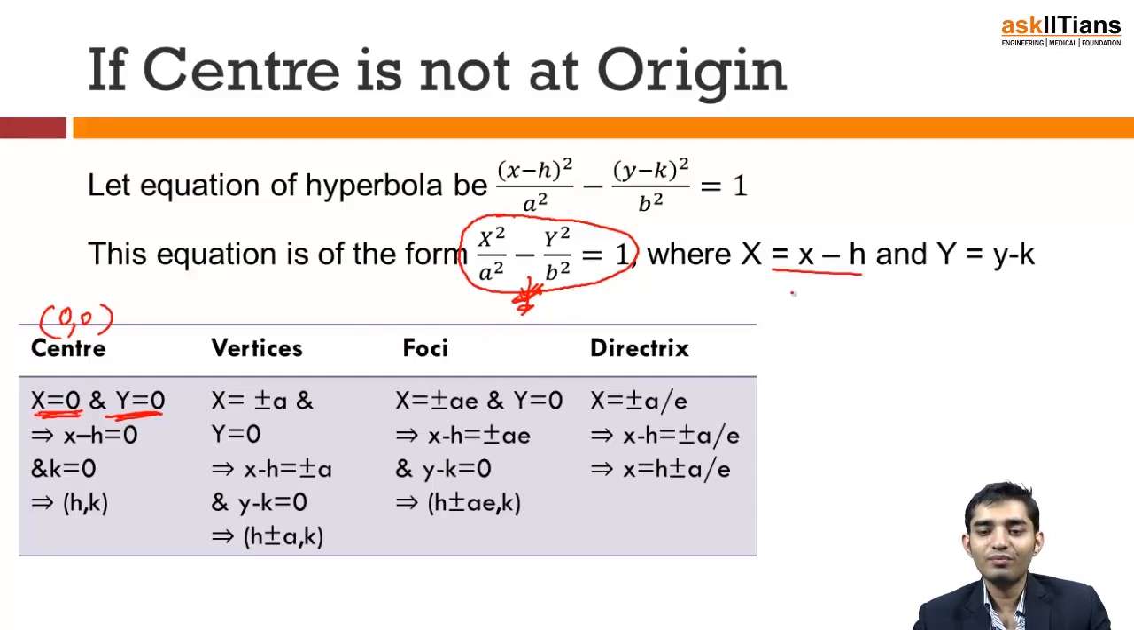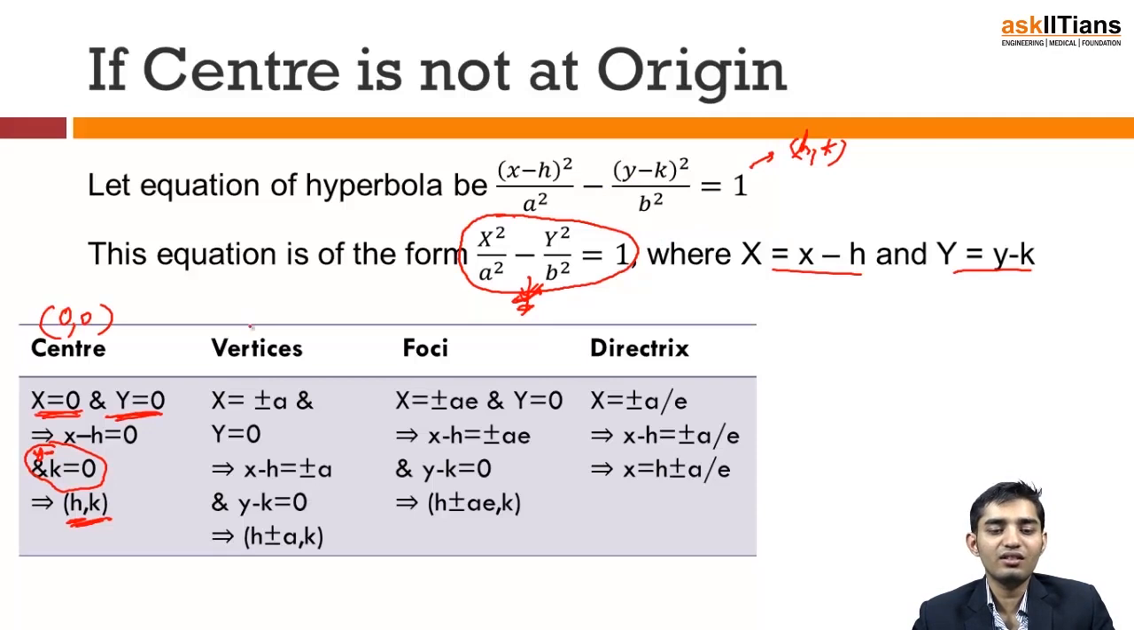Now what is capital X? X is x minus h, and Y is y minus k. So x minus h equal to 0 and y minus k equal to 0. You will get x equal to h and y equal to k. So the center of this new hyperbola will be h comma k.